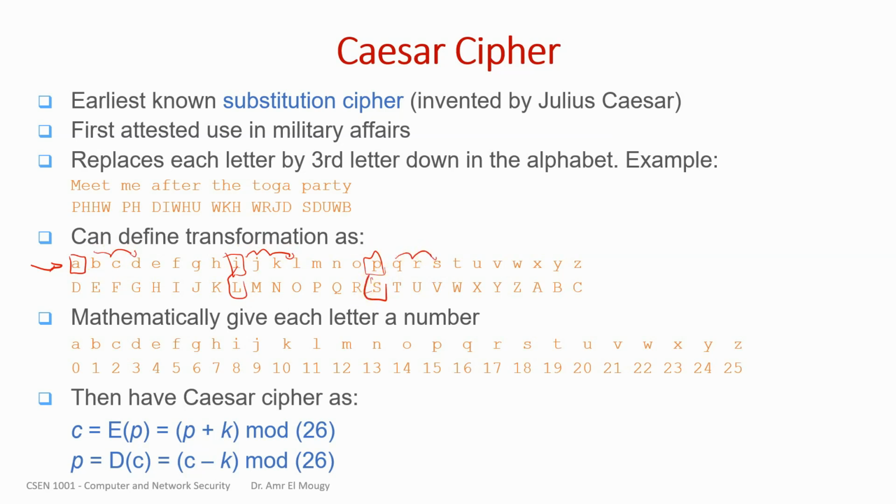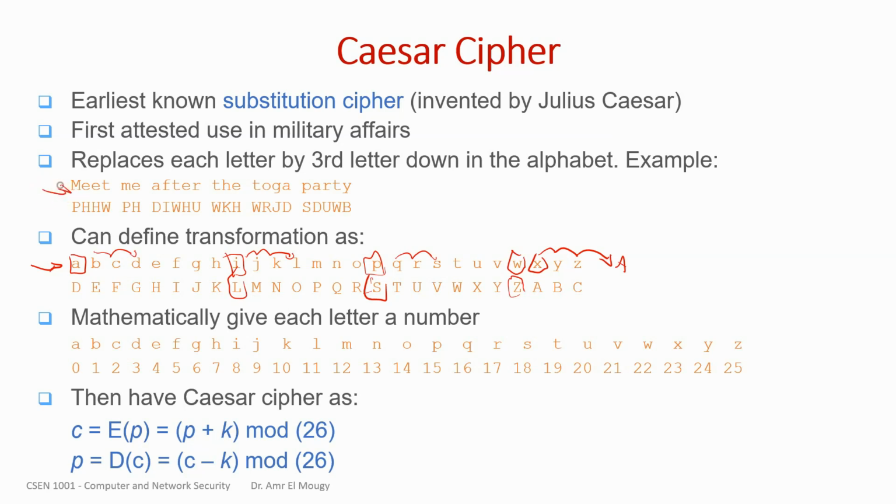You continue doing that until, for example, W. W you substitute with the third letter, which is Z. After that, you run out of letters, so you have to go around the alphabet. If you have X, you substitute it with the third letter, which is A, the first letter. So X is substituted with A, Y is substituted with B, and Z is substituted with C.